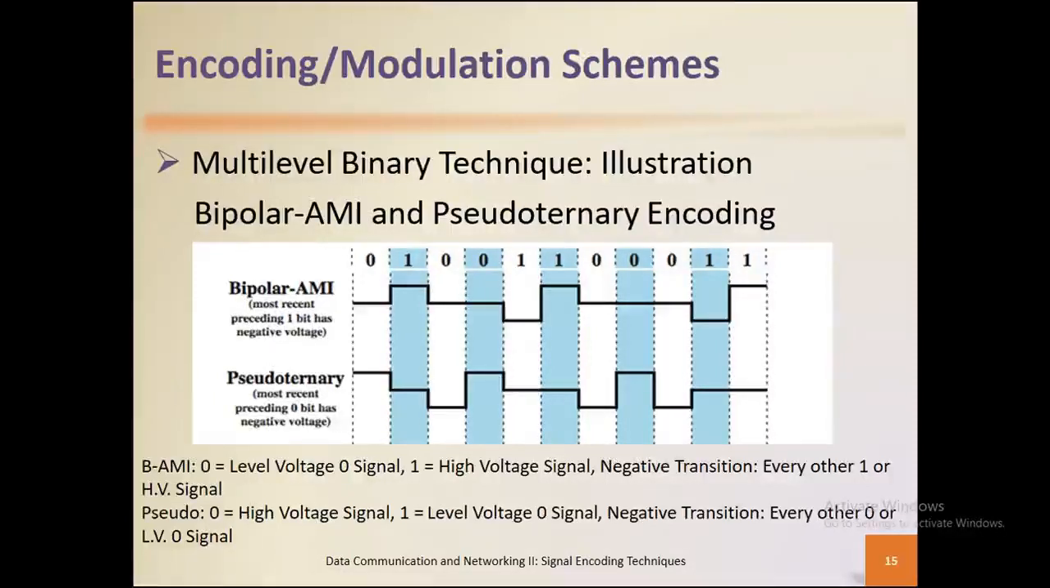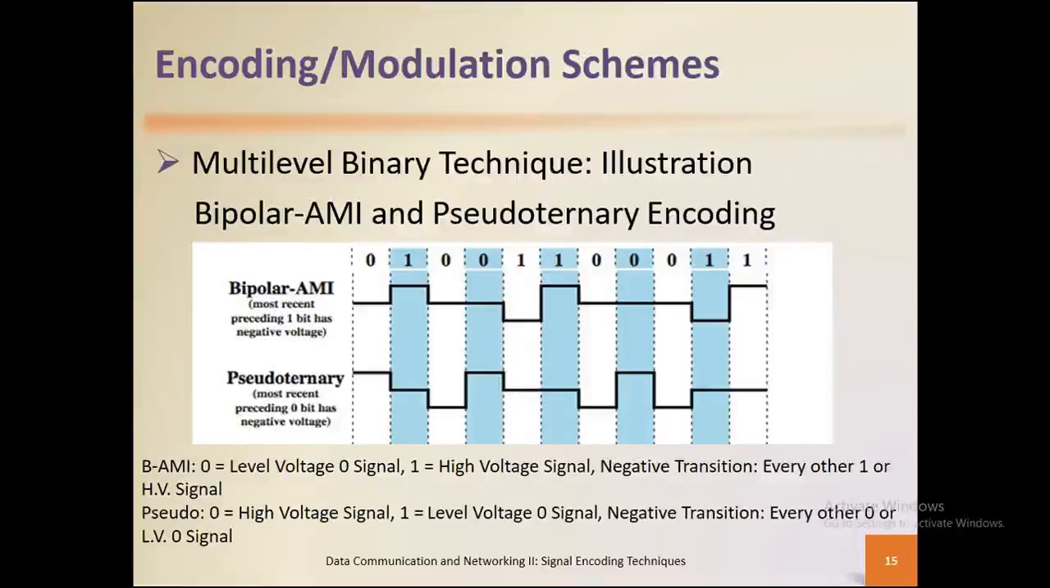Okay, so alternate on ones with bipolar, and always keep zeros at level. You alternate ones from positive to negative, or negative to positive, and maintain all zeros at level. And then on the pseudoternary, the reverse, or quite the opposite: zeros are usually high voltage pulses, ones are level, and you just alternate the zeros from positive to negative across the board.